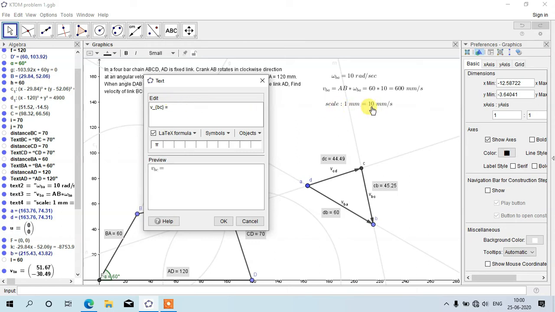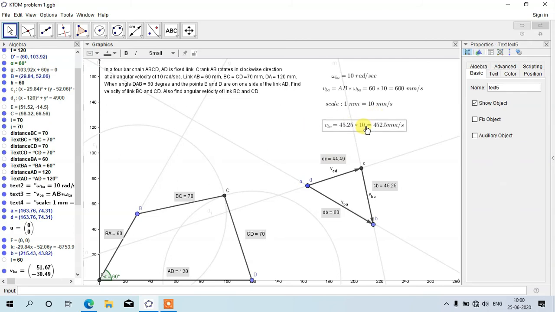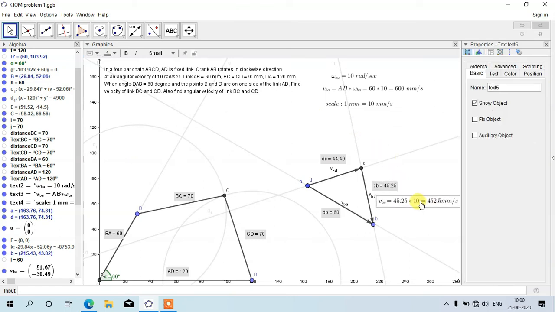will be equal to, if 1 mm represents 10 mm per second, then 45.25 mm will be 45.25 multiplied by 10, which is equal to 452.5 mm per second. So this is the velocity of link BC. You can say CD, BC, whatever you like. This is the velocity of link BC.